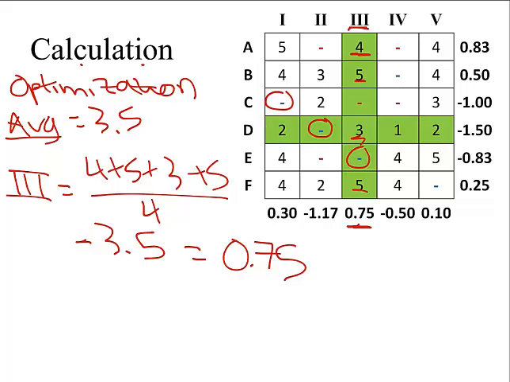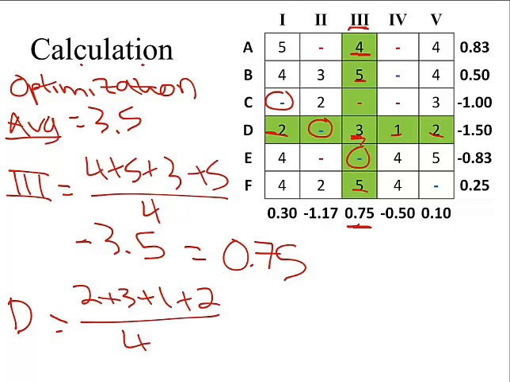Similarly, we can look at user D and compute user D's bias as the average of all the elements he's rated. So we have 2, 3, 1, and 2. We take 2 plus 3 plus 1 plus 2, divide that by 4, because there's 4 of those, and subtract the mean 3.5 from that. And we get negative 1.5.